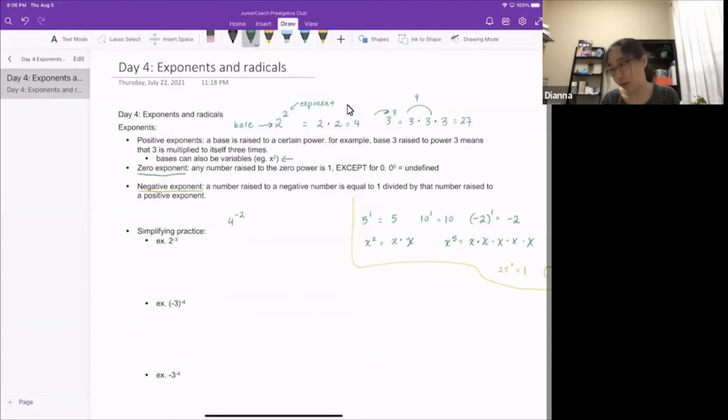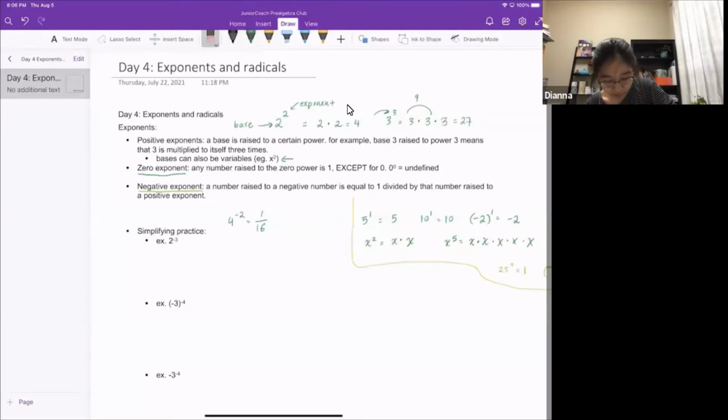Well, I know that 4 to the power of 2 is going to be 16, right? Because 4 times 4, that means 4 is multiplied to itself once. 4 times 4 is going to be 16. So 4 squared is 16. What about 4 to the negative 2? 4 to the negative 2 is going to actually be 1 over 16.